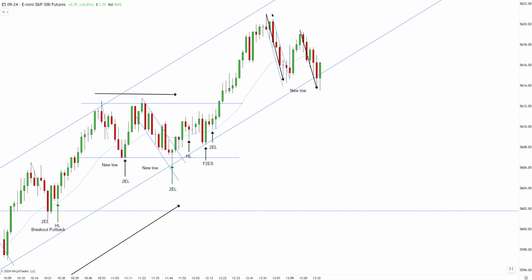This is technically a third entry long because you have a new high here, first entry long, second entry long. It's not a high low because it is below this second entry long, and it's not a double trap because it closed below the EMA. But because it is off the key entry point, a visual second entry long when the trend is quite strong is decent as well.